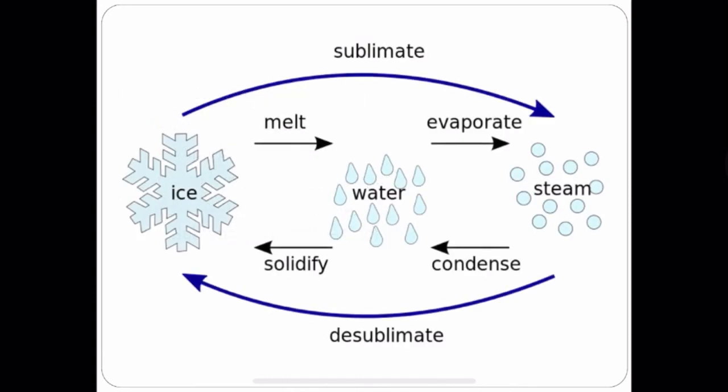So this is a diagram of this. Ice sublimates into steam, that means vapor. Ice melts into water and water evaporates into steam. On the other side, steam desublimates into ice, also condenses into water and solidifies into ice. So all of these are connected together somehow. So this is a picture of what we need to study.